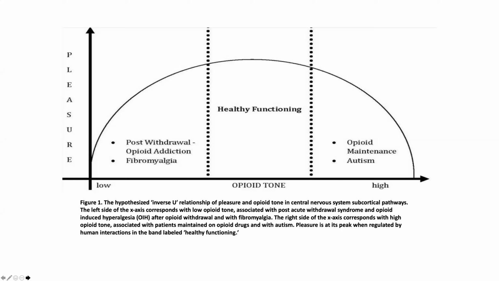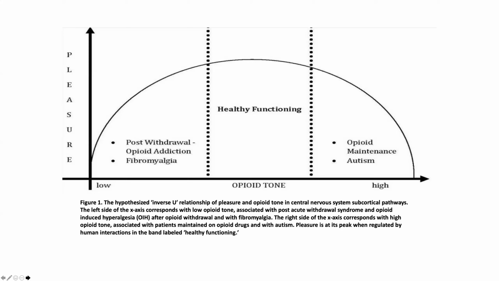And then it's interesting when you go past healthy function and you go on the right side and you get too much opioids, guess what? They say that is kind of like an opioid maintenance, the maintenance of an opioid tone, and it's associated with patients maintaining on opioid drugs. And also people act as though they have autistic-like behaviors. In other words, they have a perceptual alteration of their environment.